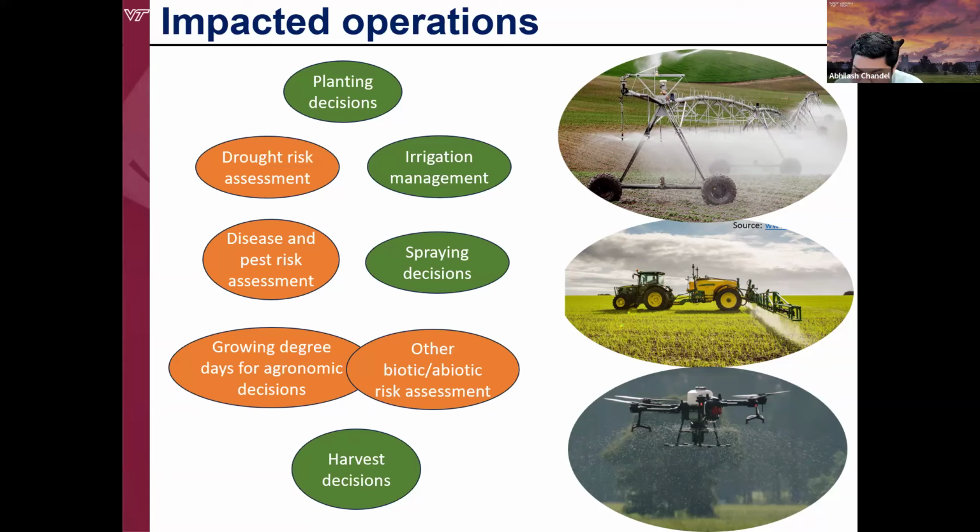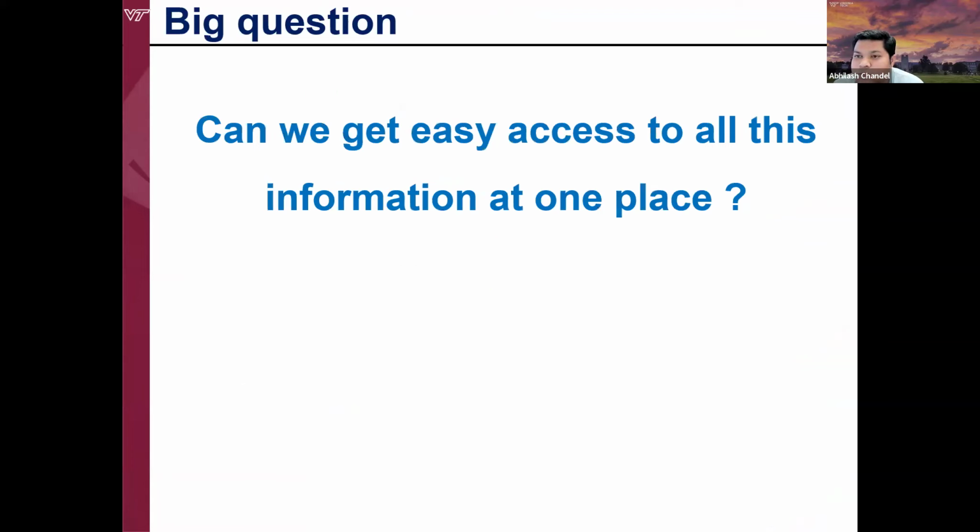So eventually, planning for harvest operations. Now, the big question why we got into this tool is, can we get easy access to all this information in one place? There are so many parameters involved in terms of soil, in terms of weather, in terms of crop. Can we get that all in one place? Maybe or maybe not. But the next question is, for free?